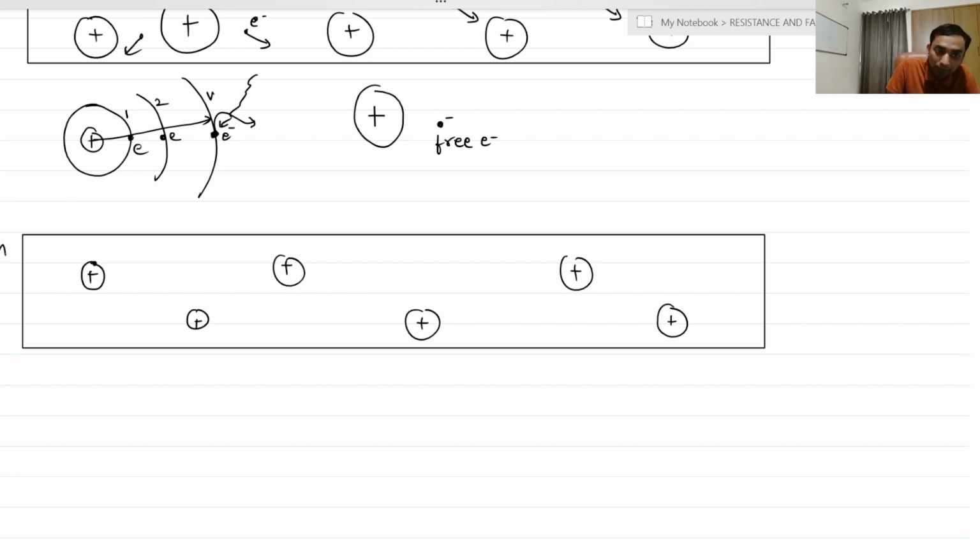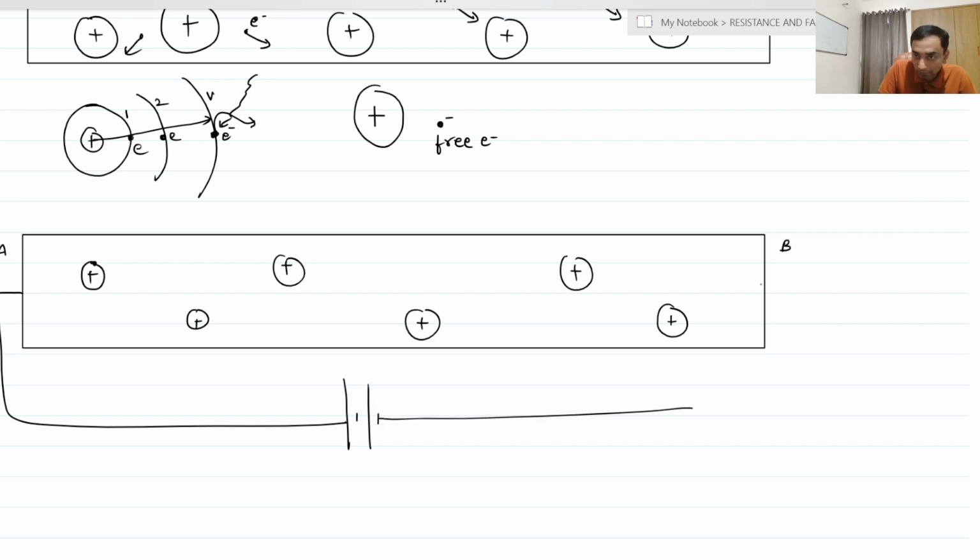So I'm going to call this end A and this end B, and I'm going to connect this with a battery like this. Now end B, since it is connected with the negative terminal, will become negative and end A will become positive as it is connected with the positive terminal of the battery. The longer one is positive, the shorter one negative. Now if we assume only one electron and analyze its motion.